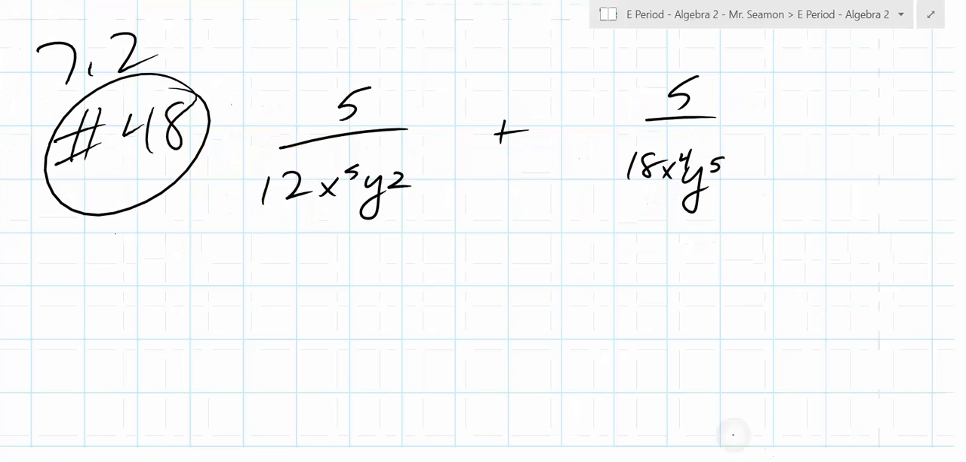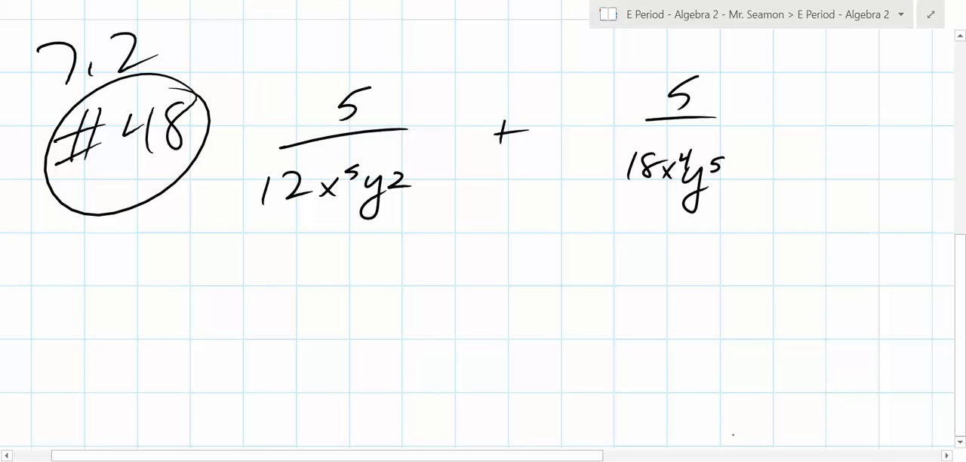Okay, kids. Other questions? 12 and 18. What's the least common multiple of the two? 6 is too small. We need 36. Yeah, it's 36. So what should we multiply this one by? 3 over 3. And what do we multiply this one by?